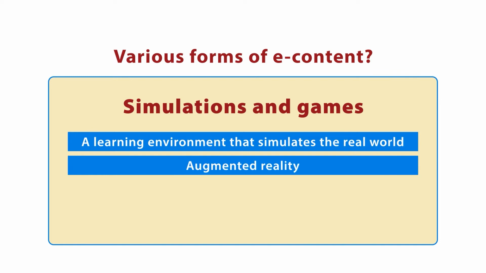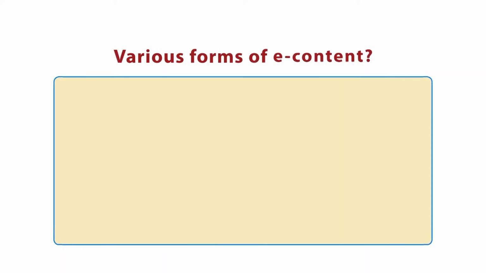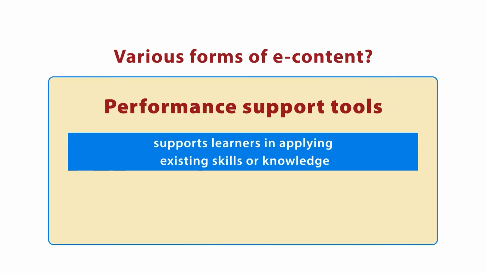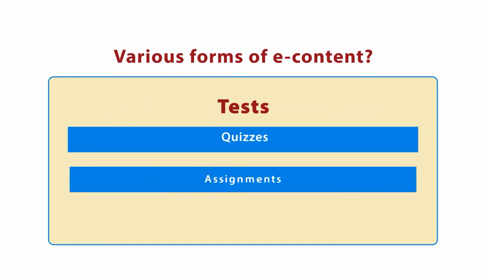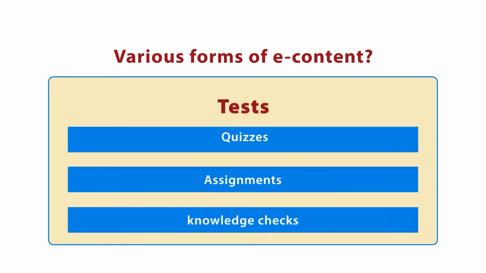a form of e-content. There are certain performance support tools which support learners in applying existing skill or knowledge. So, many technical glossaries and checklists are there. You may use quizzes, assignments, knowledge checks, all in e-form as a test, which are also a part of e-content.